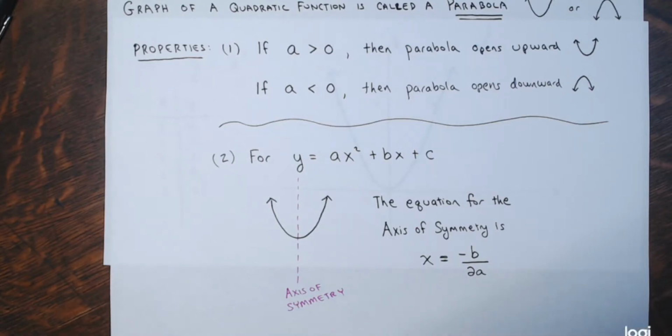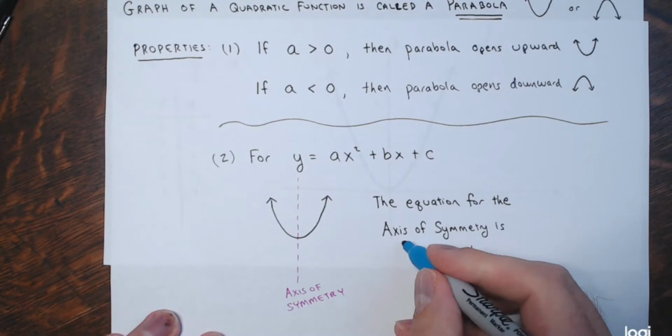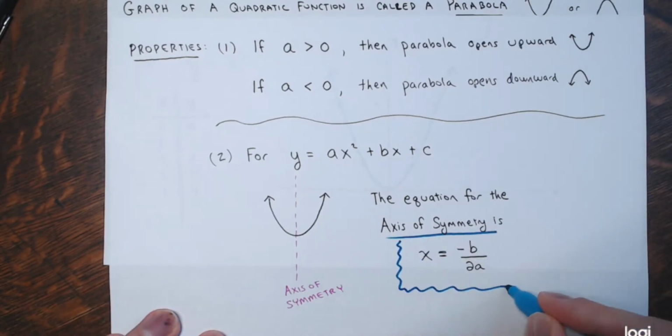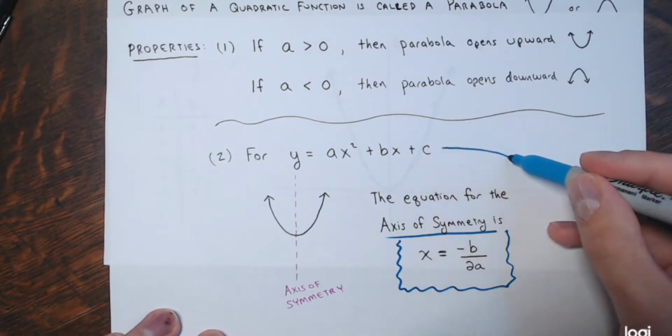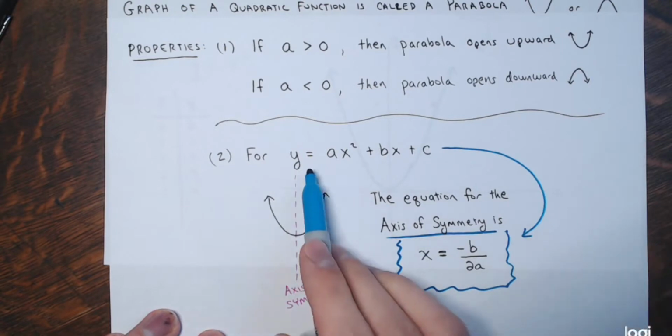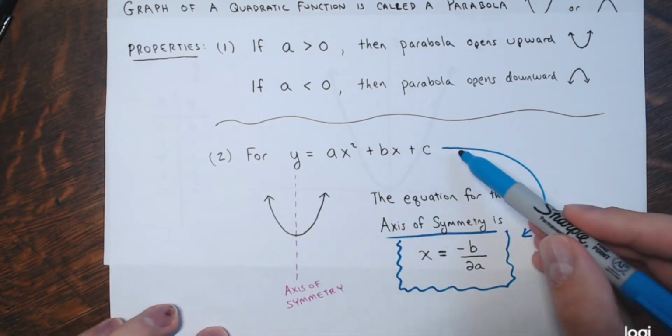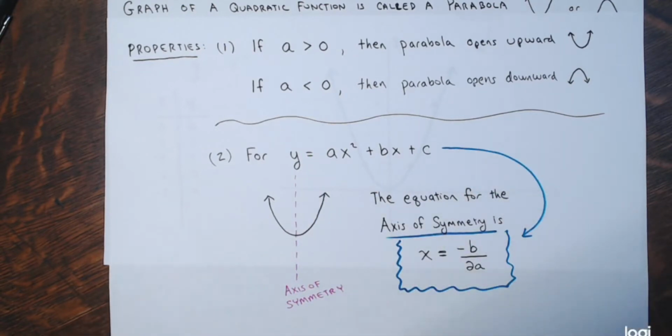And I'll put this in a little bubble. Right, this is important. Axis of symmetry is x equals -b over 2a. Now again, it has to start like this. Right? The equation has to look in this form in order for me to jump to this conclusion that the vertical line that cuts it in half is this line here.